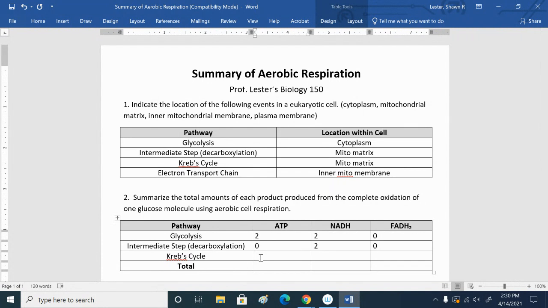For the Krebs cycle, how many ATPs? Two. NADH? Is it six? Yep. FADH2? Two. Two, right? And so we can all add these.